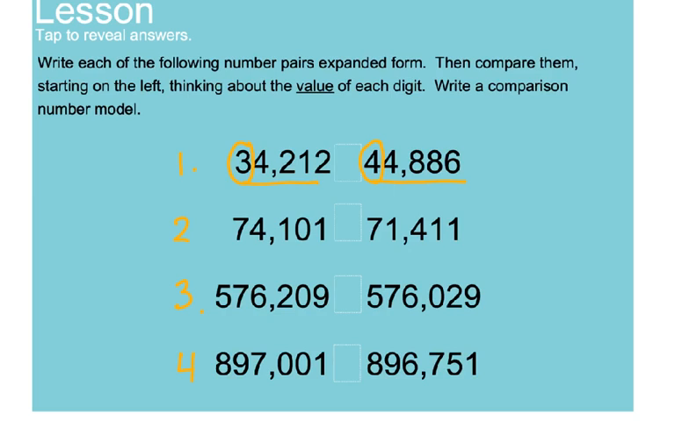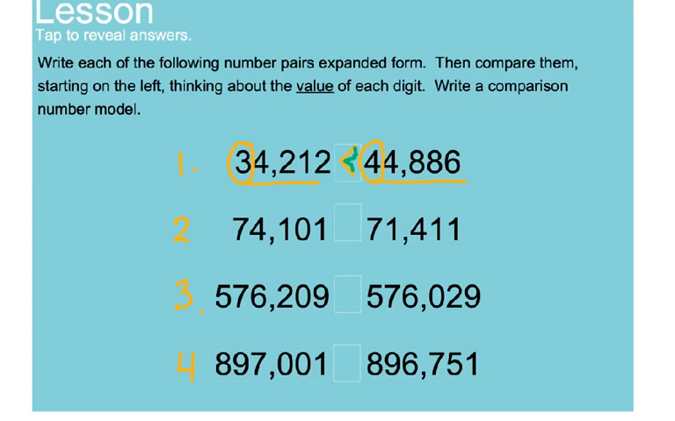I'm going to start with the furthest place value to the left. Which one is larger? 4 is. So 34,212 is less than 44,886. When I was young, I remember this was an alligator's mouth and he wants to eat the larger of the numbers. So the opening of that symbol goes to the larger or the greater of the 2. Now stop and pause the video and complete the other 3.